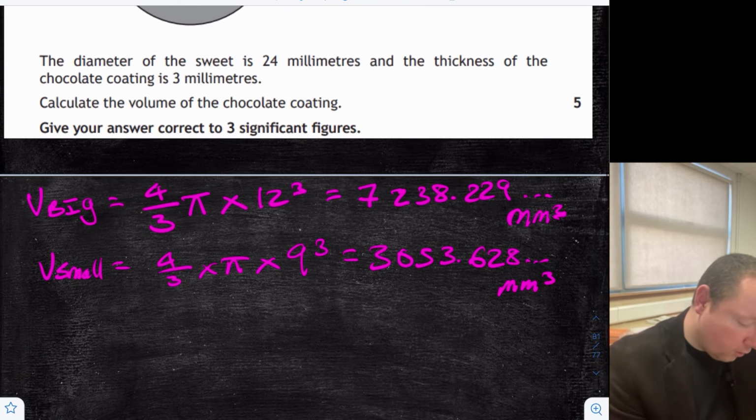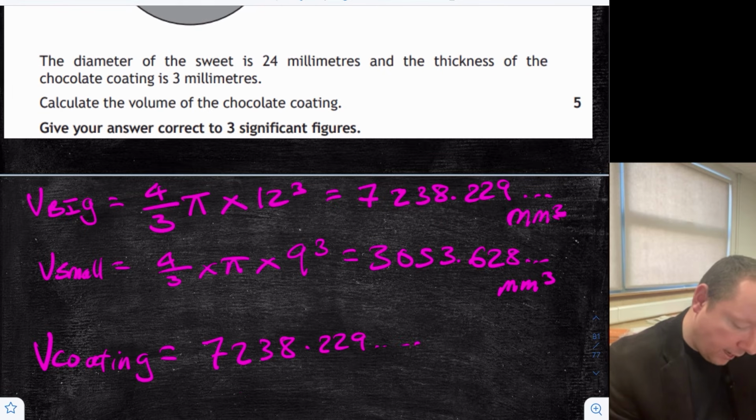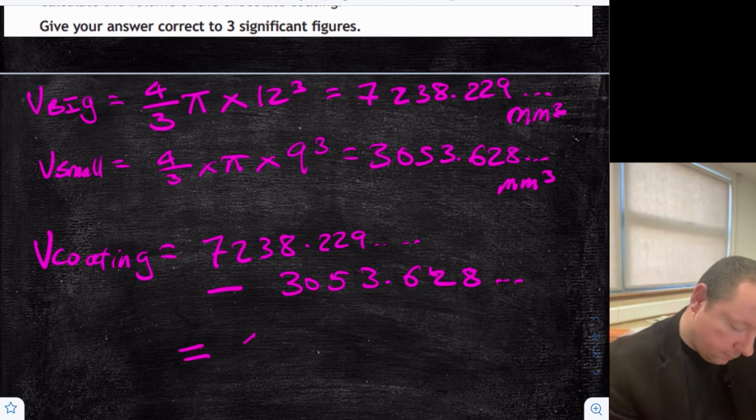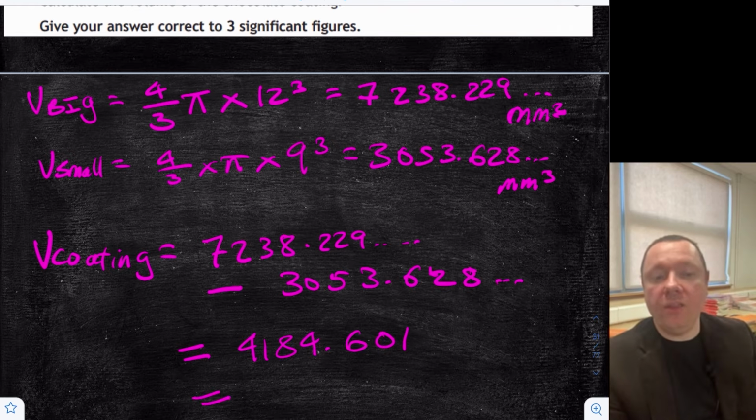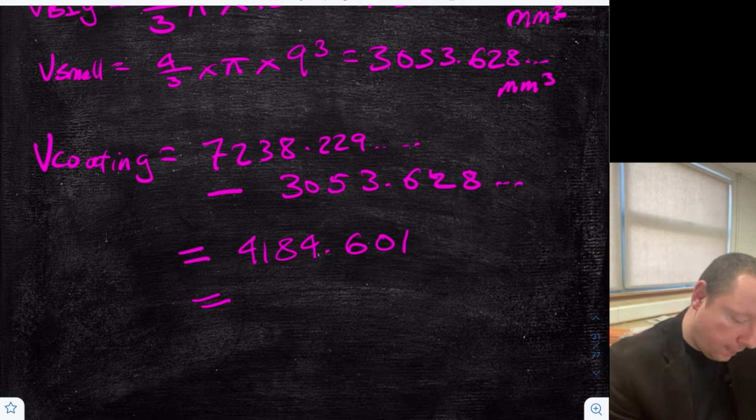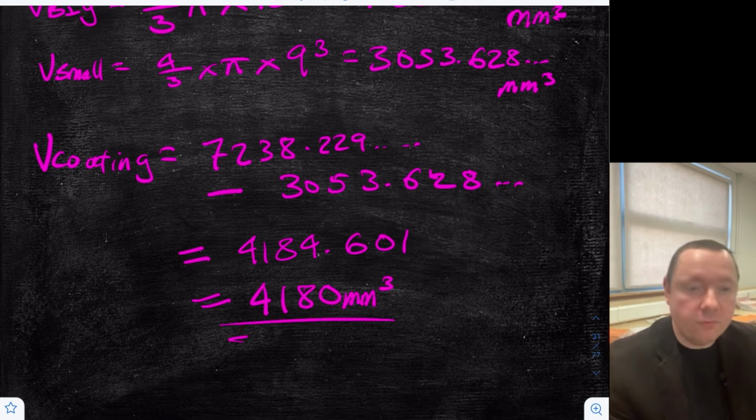So that means the volume of our coating is equal to 7238.229 minus 3053.628. That gives an answer of 4184.601, which when rounded to 3 significant figures, I think, in this question, well, that means I need to go 1, 2, 3 and round here, so it's 4180. 4180 millimeters cubed for our final mark.